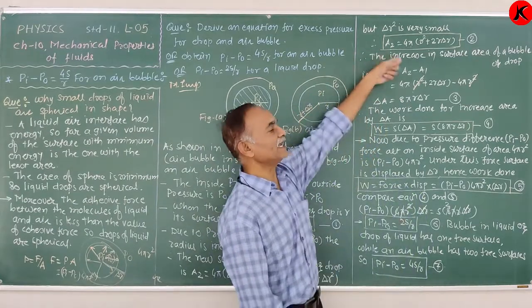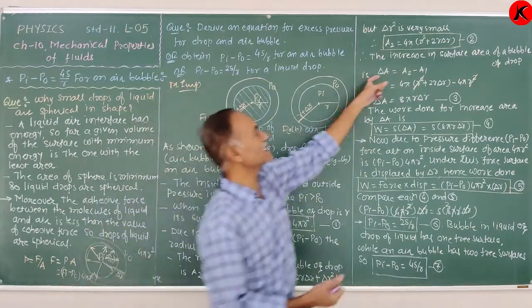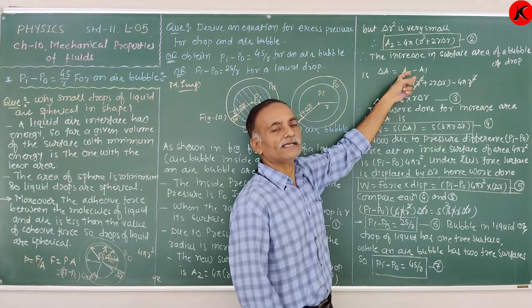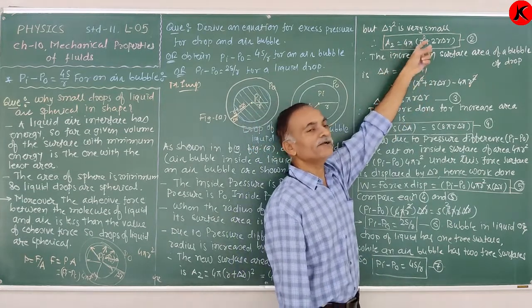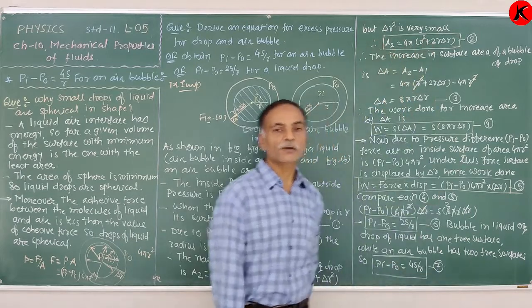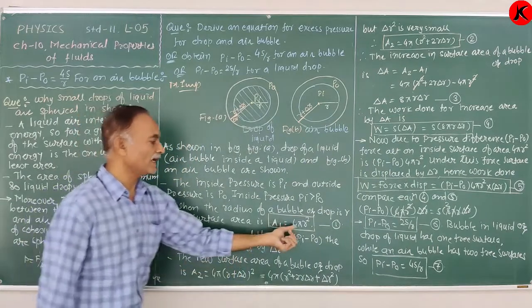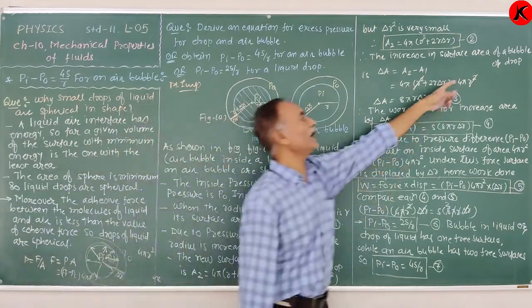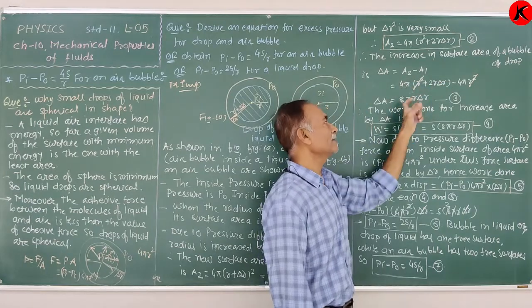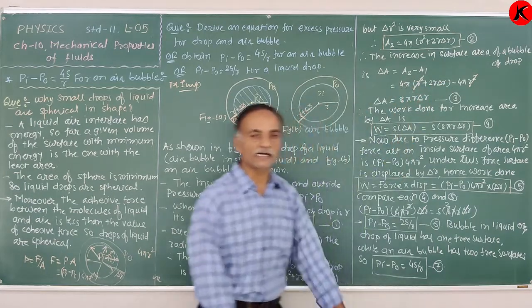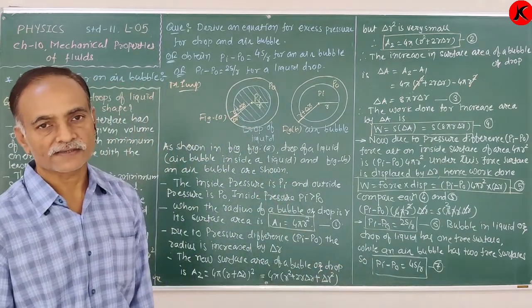Therefore, the increase in area of the bubble or the drop, delta A, is equal to final area minus initial area. Final area is 4 pi into bracket R square plus 2R delta R, minus initial. Initial is 4 pi R square. So 4 pi R square is cancelled. Remaining is 4 pi into 2R delta R. Therefore, 8 pi R delta R is the increase in area due to the pressure difference.